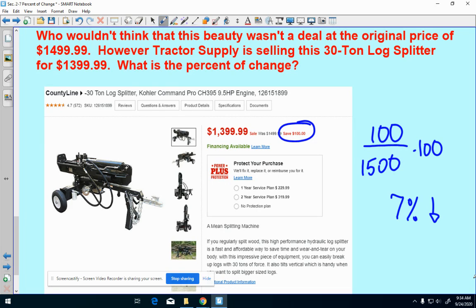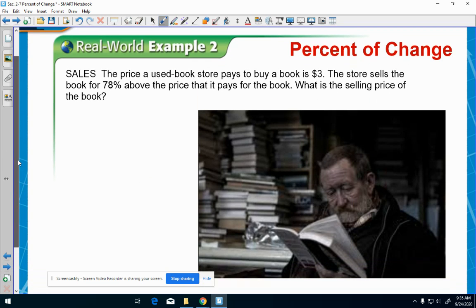All right. So if you want to find percentage of change, you have to be able to do two things. Number one, you got to figure out what the amount of change is. And then two, you got to figure out which is the original amount. Okay. So what is the amount of change? And then which one is the original? All right. We're just going to look at a couple more examples and then we're done.